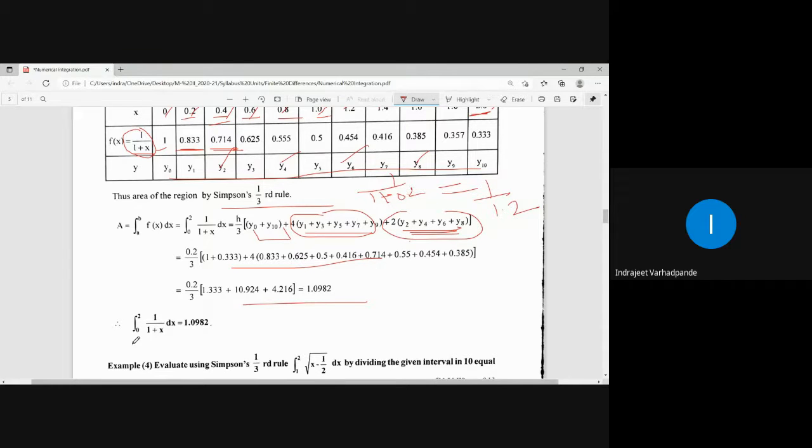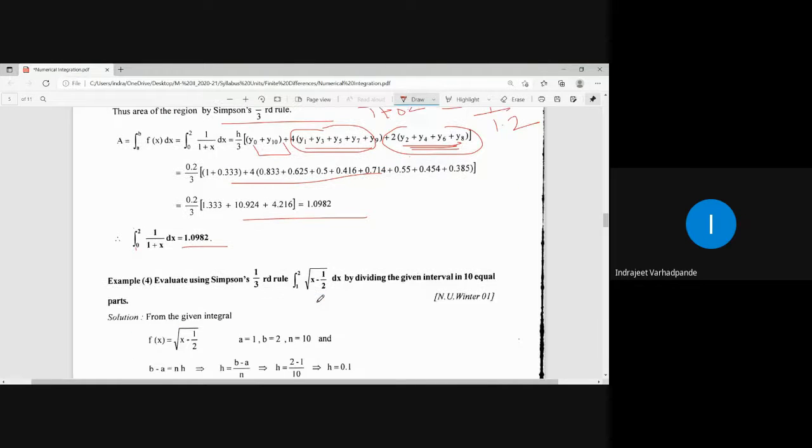So the actual integration of this function between 0 to 2 is 1.0986. If it were in general, what would we do? Integration of 1 upon 1 plus x is log of 1 plus x. Put the values 0 and 2. You get the simplification, right? So this is how for any given function we can easily simplify.